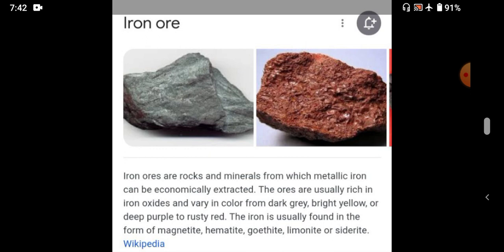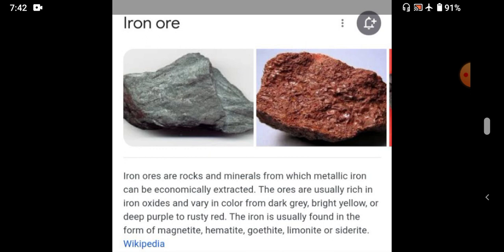Mostly in India, we can find this hematite in Jharkhand, Orissa, Madhya Pradesh, Karnataka and Maharashtra. Hematite is reddish in color, so it is otherwise called red ore.